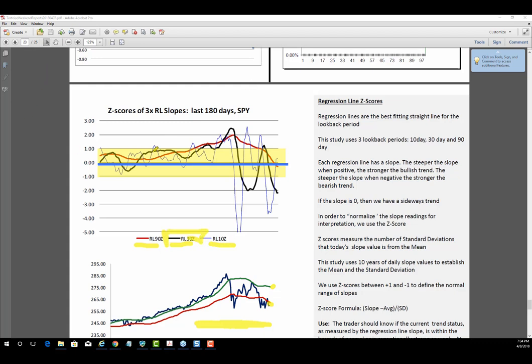And I want you to notice that it was more than 2 standard deviations above average and rolled over. It went to -2, went to +1, and now it's back down to -2.